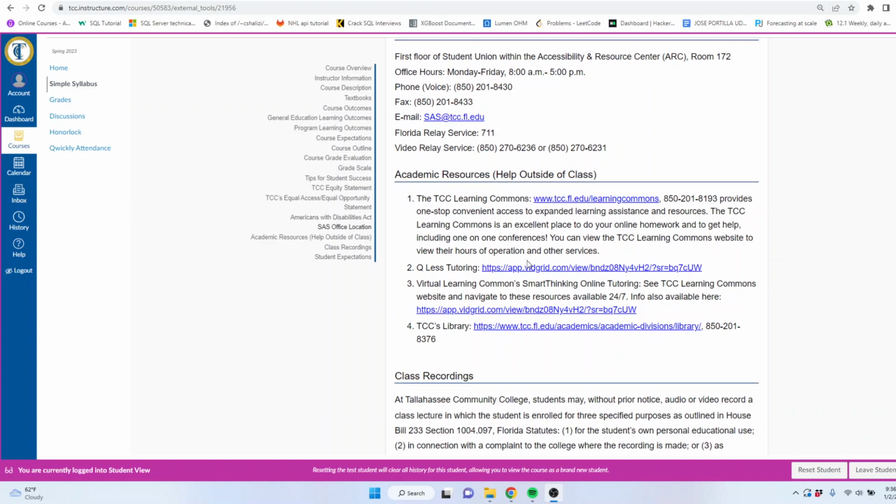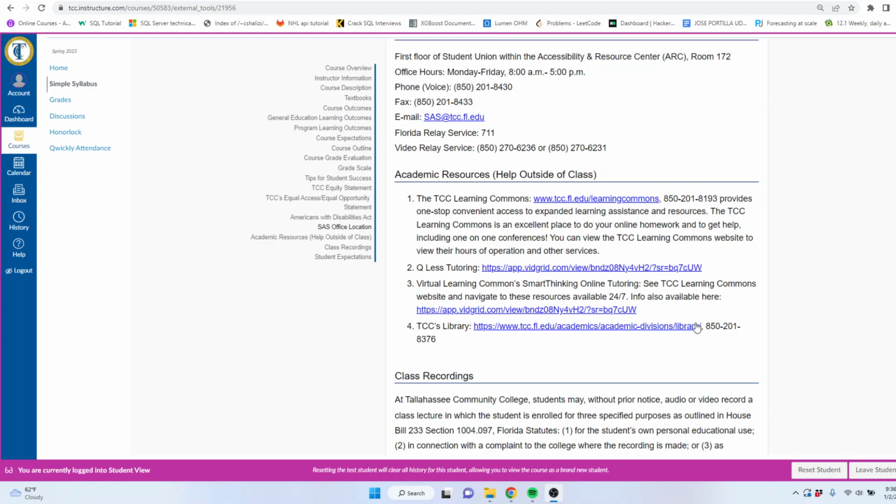Academic resources outside of class. So the TCC Learning Commons, probably the number one resource if you live in Tallahassee. If you're already on campus for other courses, that's probably the best thing for you. The tutors there are trained specifically in our homework system, and so they should be very capable of helping you out. There is online tutoring with a video here of how to access that, and also another type of online tutoring called Smart Thinking.